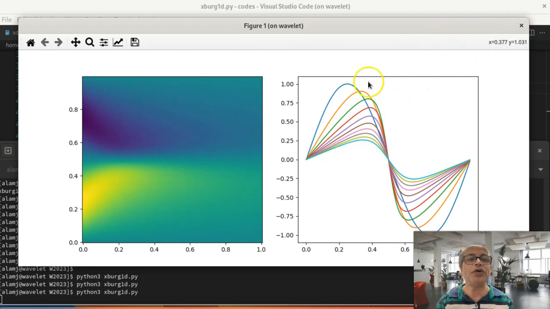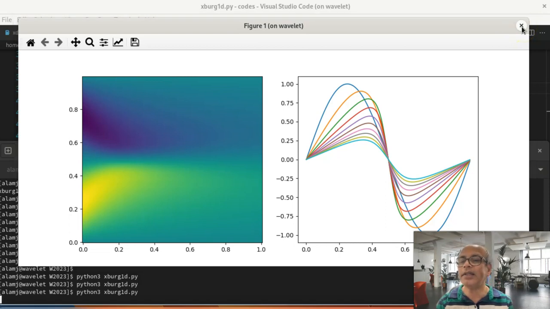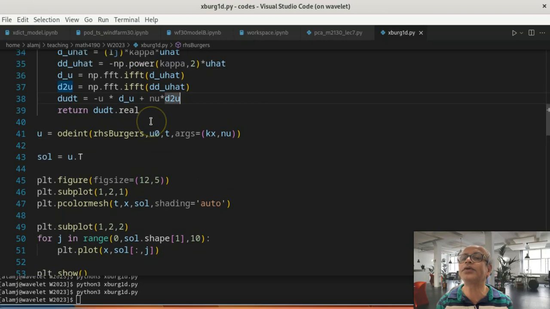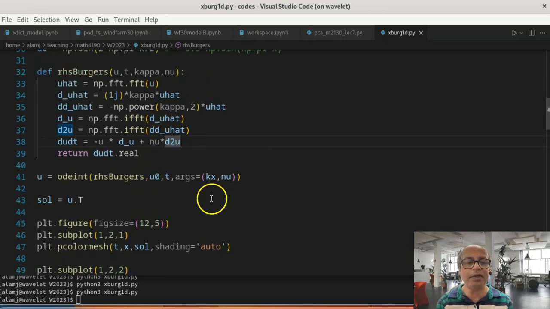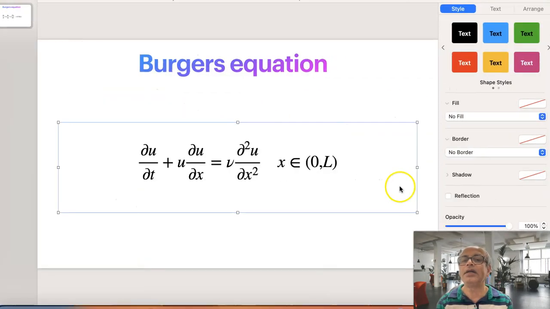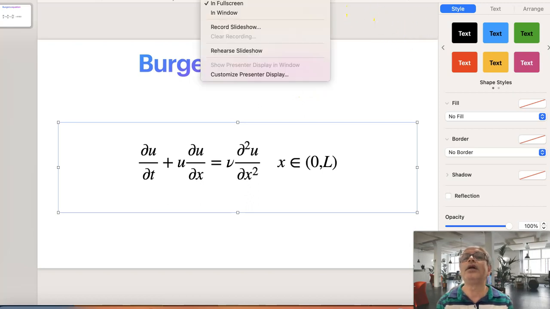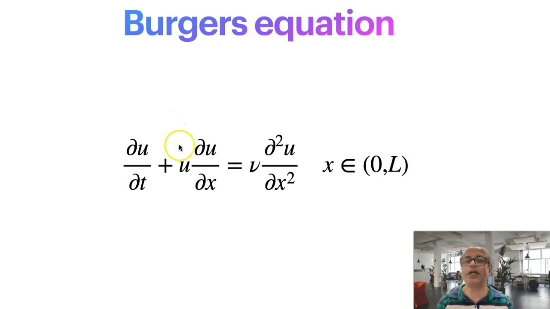Okay, so now I'm going to explore a little bit of Burger's equation. So maybe I can see if I can bring the slide. That is the equation here. Put in the slideshow mode. Okay, so on the left hand side I have the time derivative and the advection term, and on the right hand side I have the diffusion term.